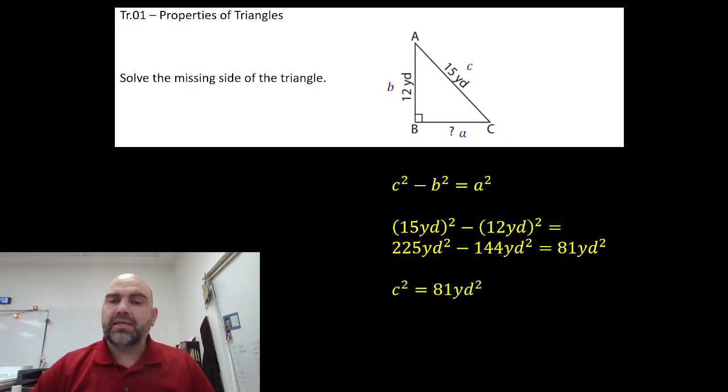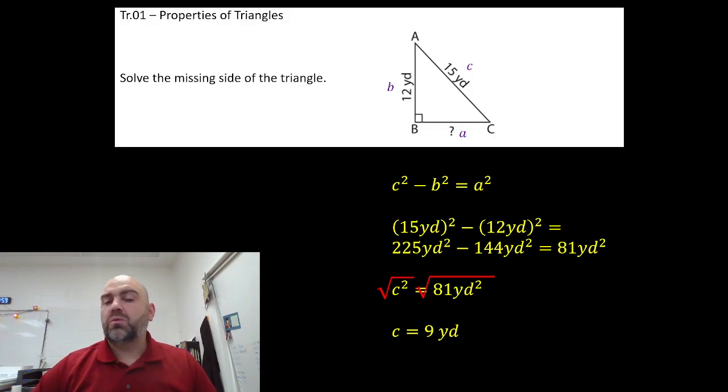And that tells us that our A squared, sorry about that, is going to equal 81 square yards. Now, to get our final answer, we need to take the square root of both sides, and we're going to get our A value, not our C, that should be A value, to be 9 yards.